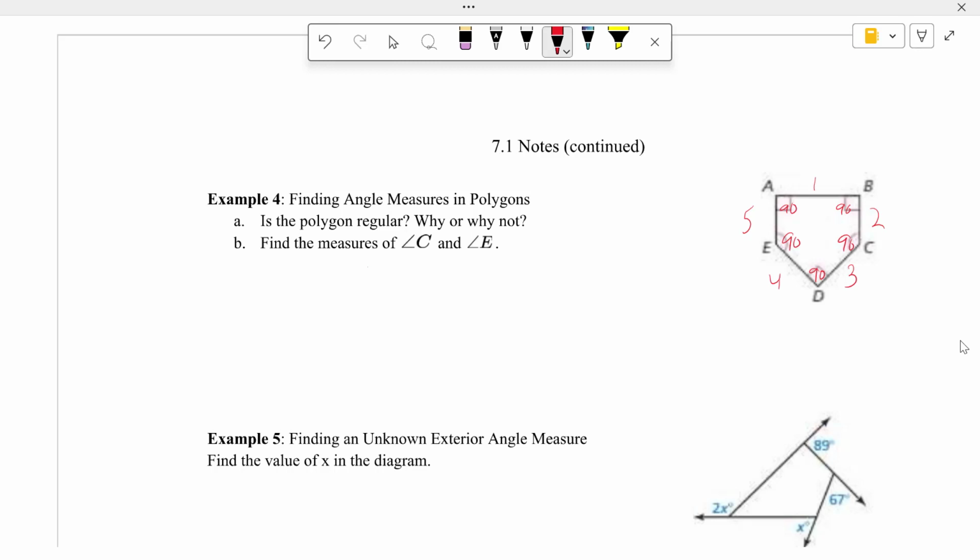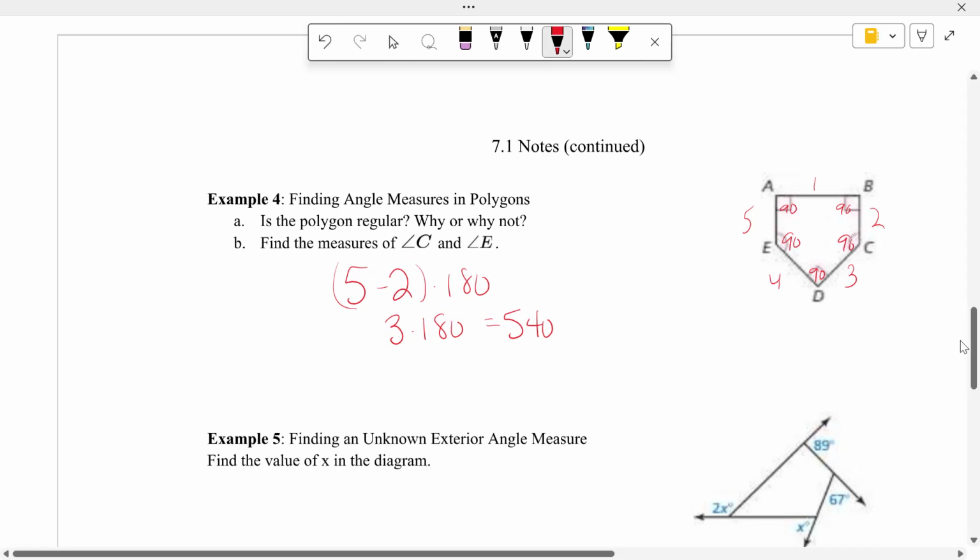We're going to say 5 minus 2 times 180. The number of sides is 5. 5 minus 2 is 3 times 180. So 3 times 180 is 540, I believe. Let's go check it. 3 times 180. 540. So the total degrees here would be 540, but if they were all 90, 90 times 5 is 450. So they couldn't all be 90.